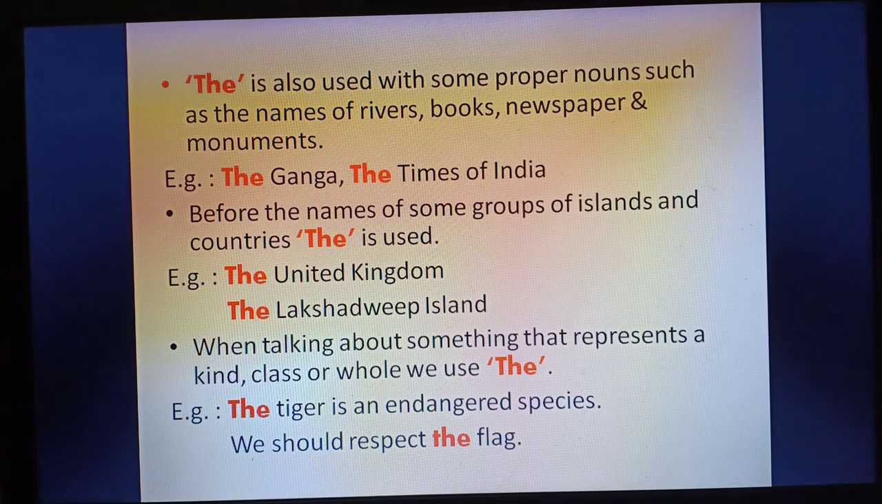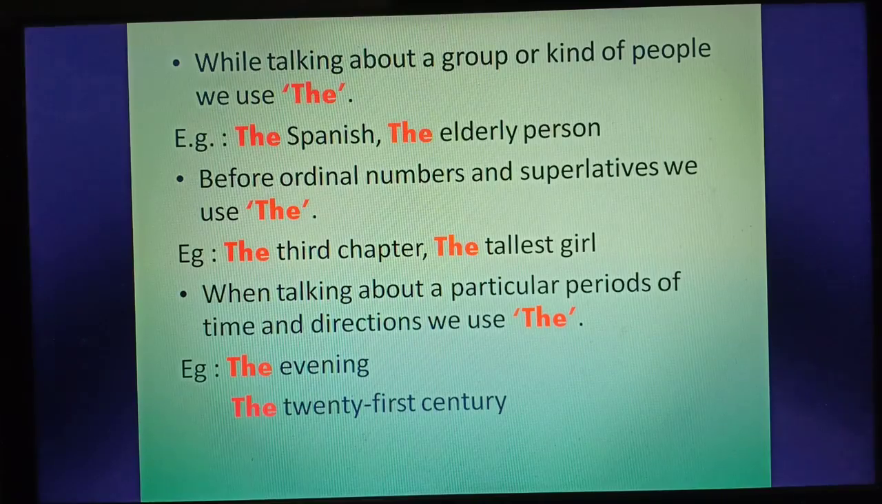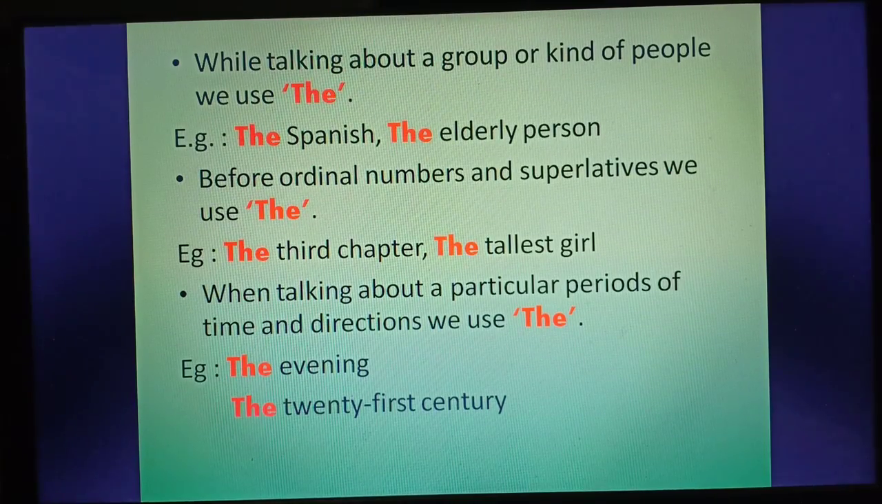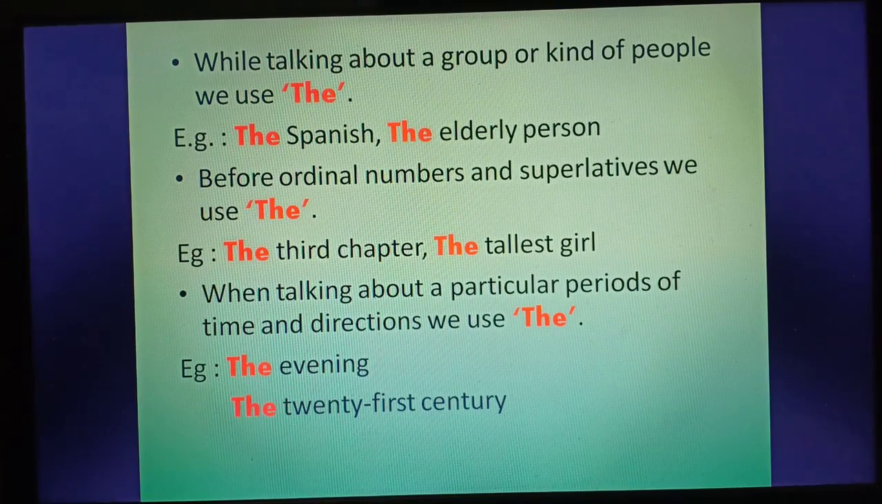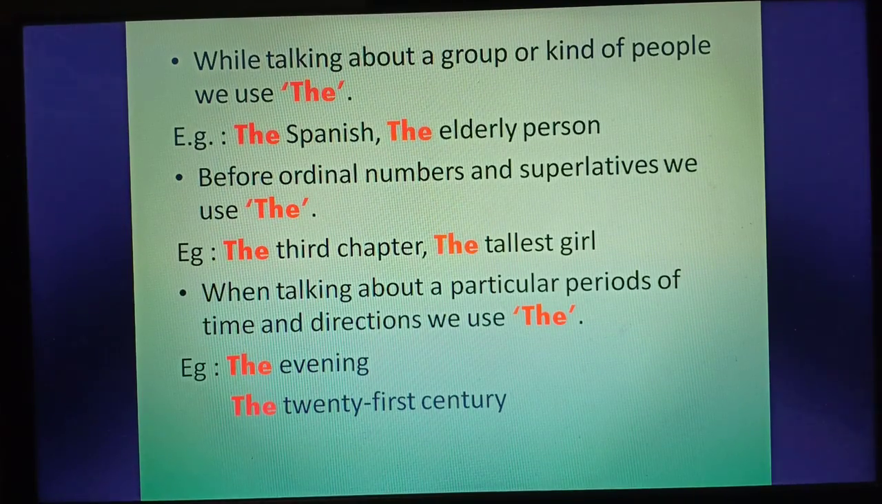When talking about something that represents a kind, class or whole, we use the. For example, the tiger is an endangered species. We should respect the flag. Again, while talking about a group or kind of people, we use the. Example, the Spanish, the elderly. Before ordinal numbers and superlatives, we again use the. See the examples, the third chapter, the tallest girl.